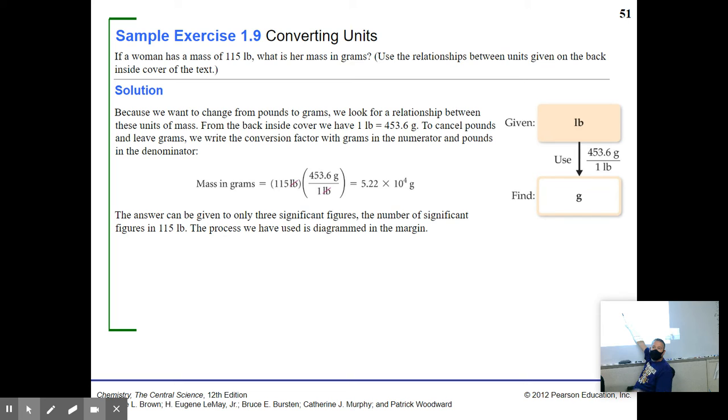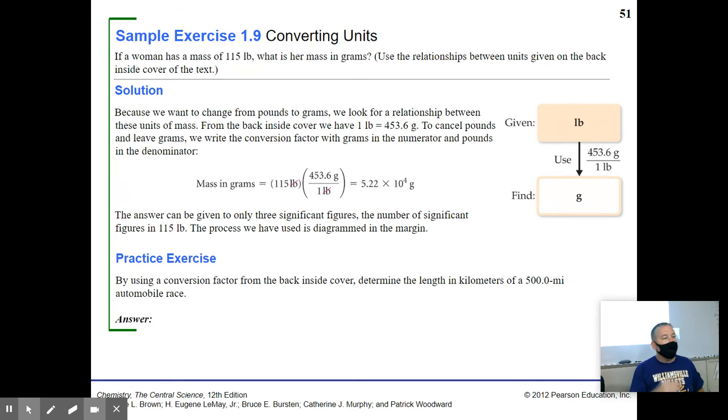How many sig figs does 115 have? 3. Very good. So when you multiply 115 by 453.6, you're going to get a much larger number than 3 sig figs. That's where a good pal scientific notation comes in. You can use scientific notation in all sorts of situations. So by utilizing scientific notation, we now have 5.22 times 10 to the 4th grams. Well, how many sig figs does 5.22 have? 3. And that's your answer. One step. So let's do one together.